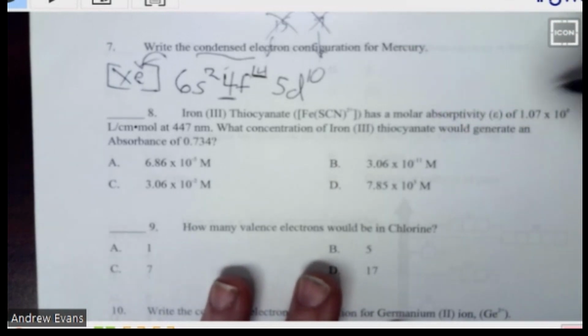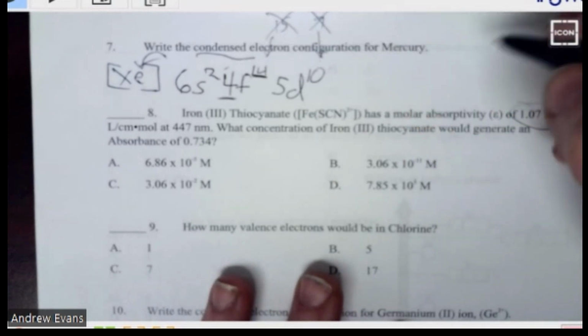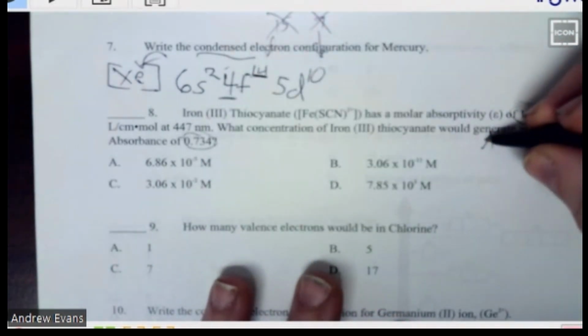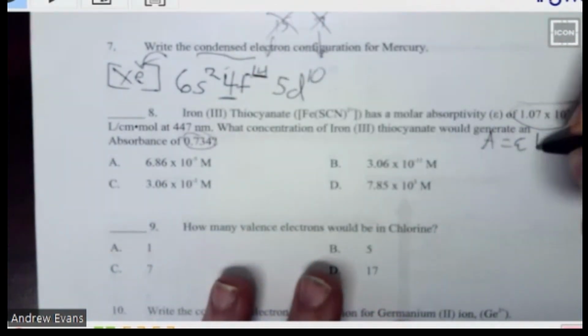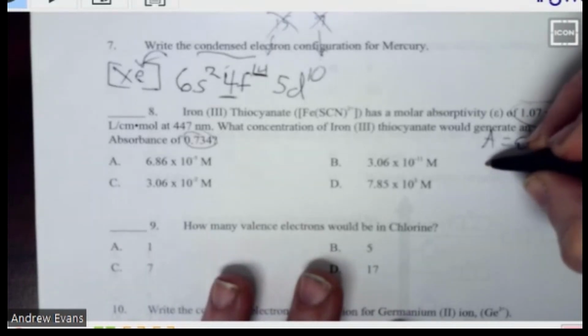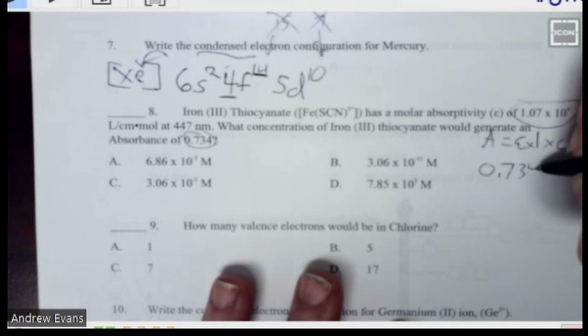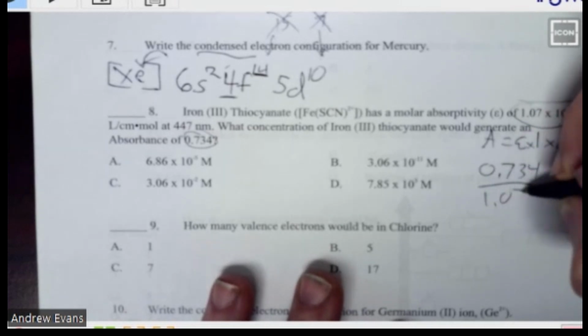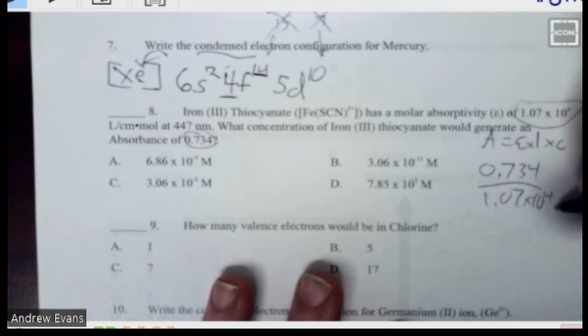Easy problem, easy problem. Say the molar absorptivity is this, and what is the concentration? So Beer's law is A equals epsilon times path length times concentration. So absorbance of 0.734 divided by 1.07 times 10 to the 4th times 1 equals C.